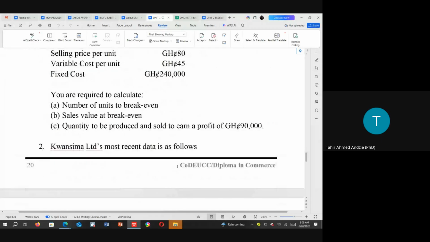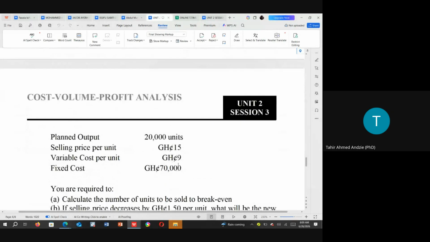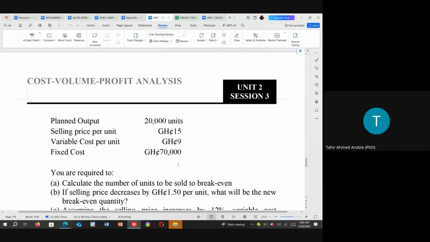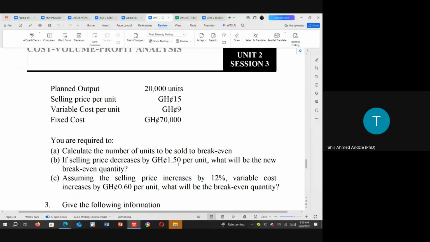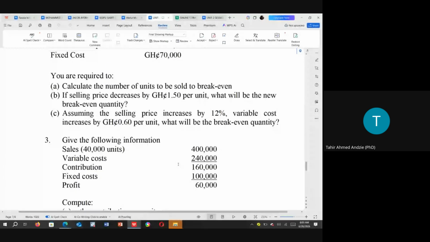Now you can do the Consumer Limited question. Consumer Limited's most recent data is as follows. You have the planned output, the selling price, the variable cost per unit, and the fixed cost. Calculate the number of units to be sold to break even. If selling price increases by... do we have to solve that one too?